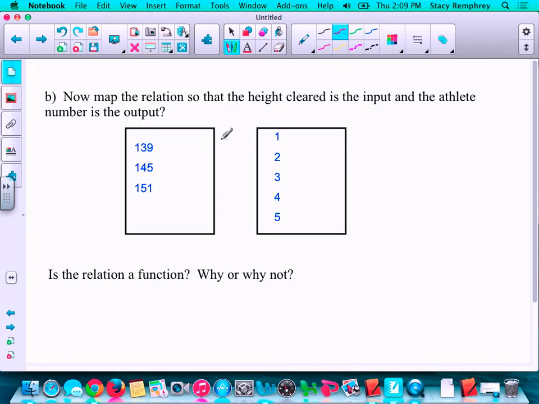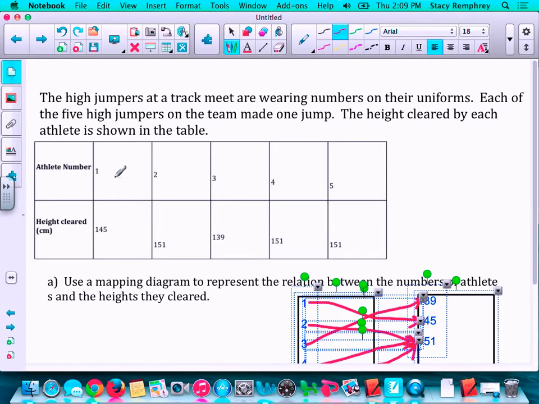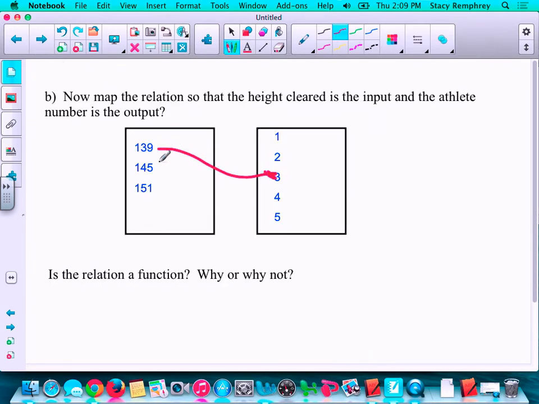139 only went to person 3. So right now, we look good. And 145 matched with only number 1. But the 151 matched with 3 people. This is not a function. The way to tell if it's not a function is that if you look at an input number and there's more than one line coming out of it, that is not a function.